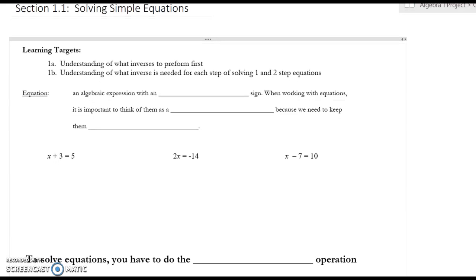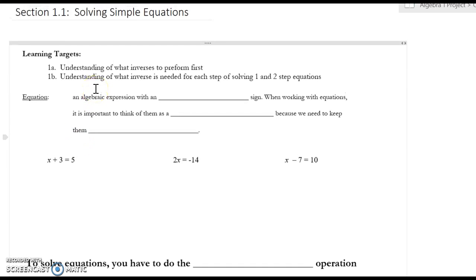Okay, so what we're doing for this section is we're solving simple equations. The learning target is to understand what inverses to perform first and also what inverses are needed for each step. So first of all, we just need to know what an equation is.